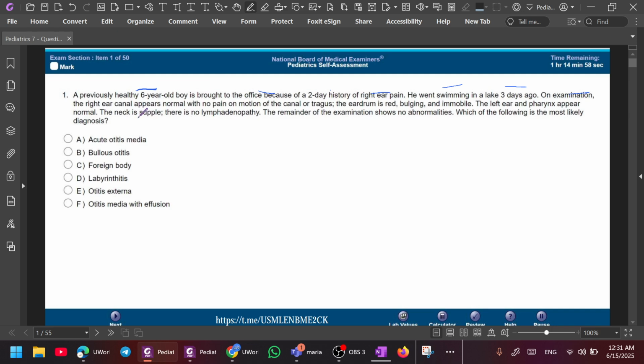On examination, the right ear canal appears normal with no pain on motion of the canal or tragus. The eardrum is red, bulging and immobile. The left ear and the pharynx appear normal. The neck is supple. There is no lymphadenopathy. The remainder of the examination shows no abnormality. Which of the following is the most likely diagnosis?